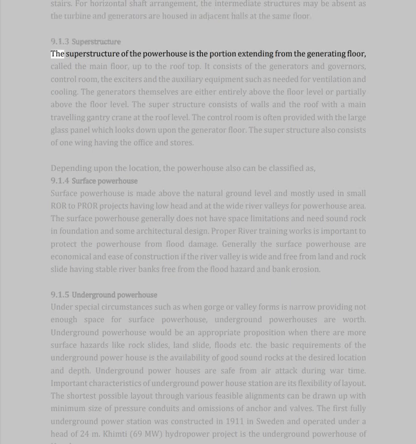9.1.3 Superstructure. The superstructure of the powerhouse is the portion extending from the generating floor, called the main floor, up to the rooftop. It consists of the generators and governors, control room, the exciters, and the auxiliary equipment such as needed for ventilation and cooling.